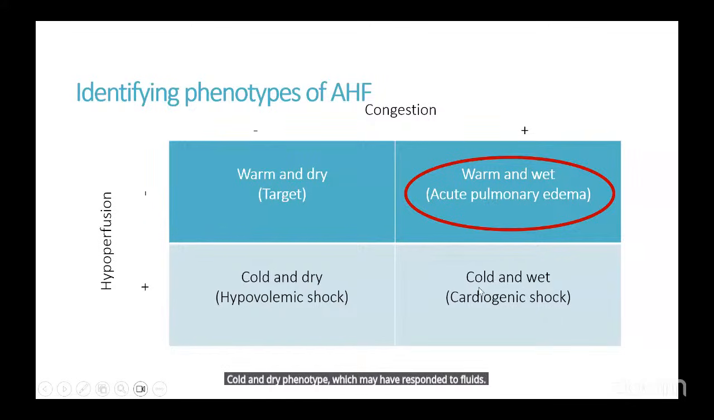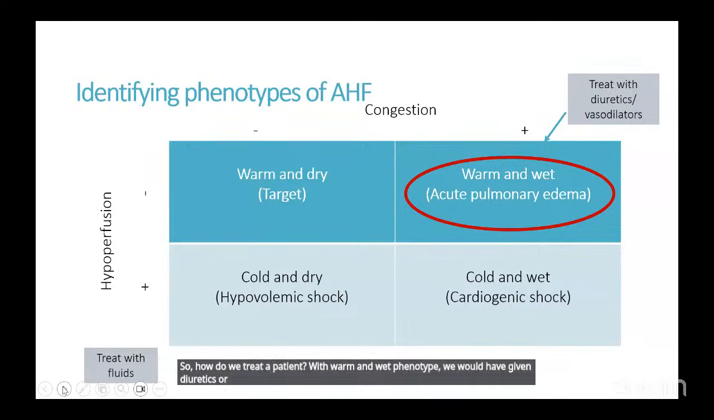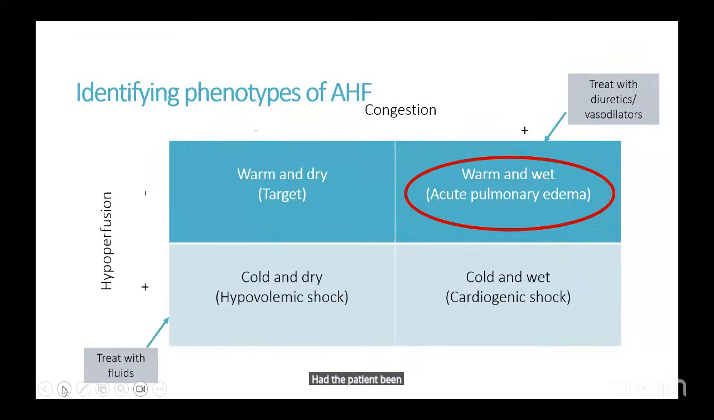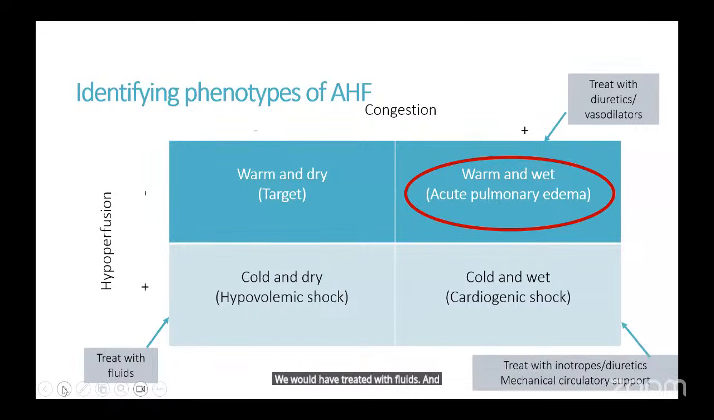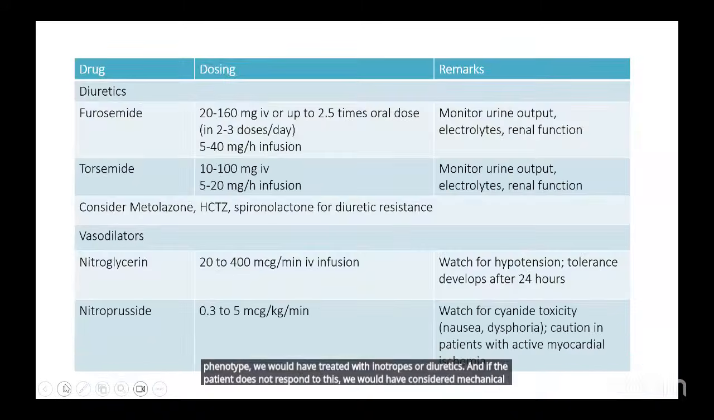And a patient who has low blood pressure with warm and wet phenotype would have become cold and wet with cardiogenic shock. So how do we treat a patient with warm and wet phenotype? We would have given diuretics or vasodilators. Had the patient been in cold and dry phenotype, we would have treated with fluids. And had the patient had cold and wet phenotype, we would have treated with inotropes or diuretics. And if the patient does not respond to this, we would have considered mechanical circulatory support.